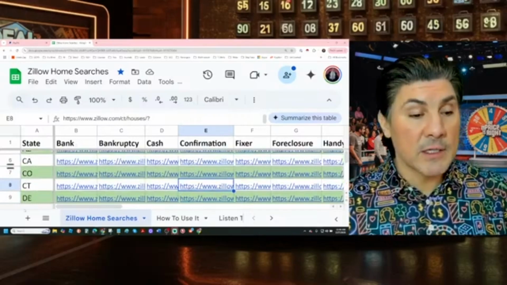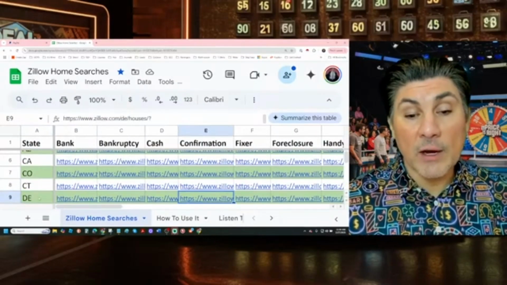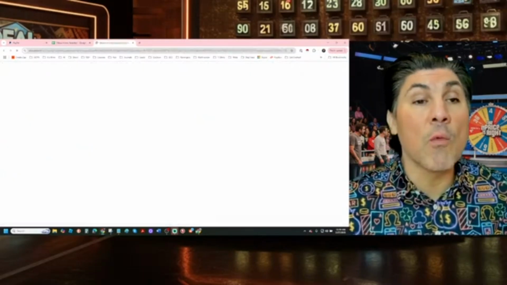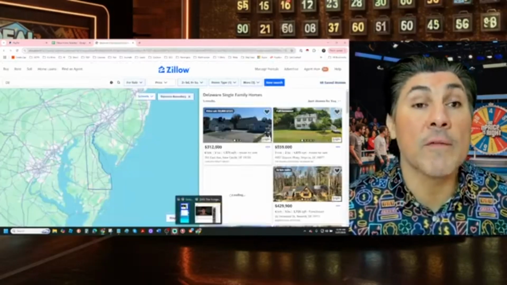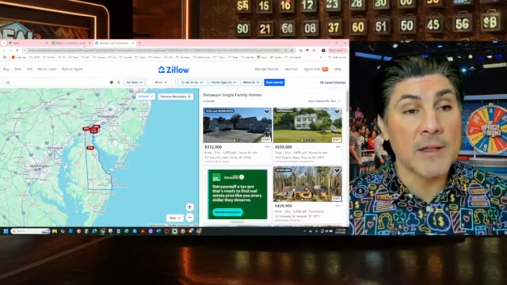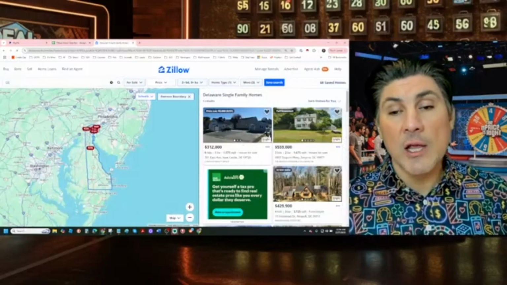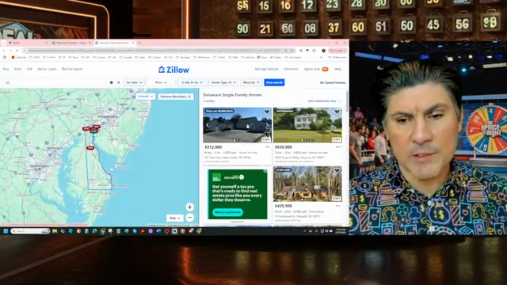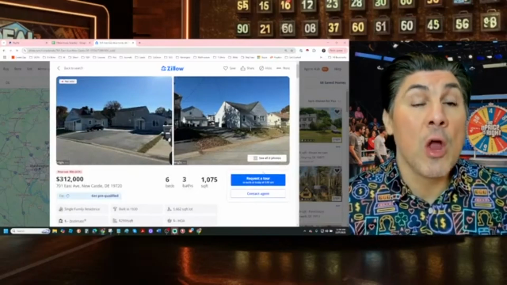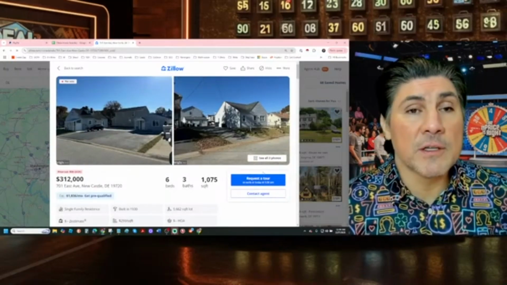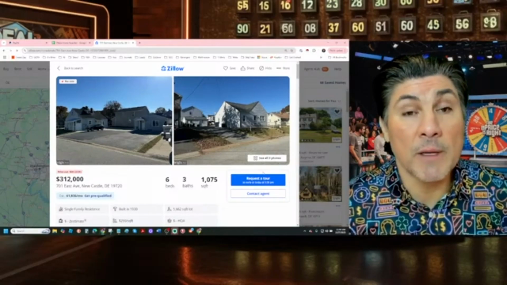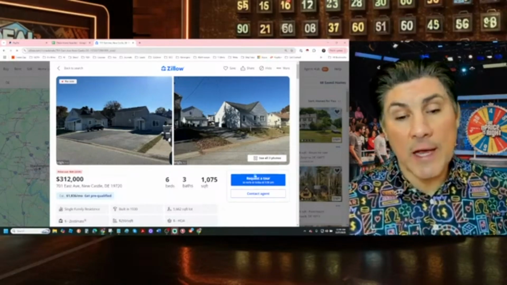So I can go to, for instance, Delaware, and then I can look for cash. I just click on this cell and it will open up a new window for me with that search, and it will show me all of the properties that fall under that category and that have that key phrase. In this case, the key phrase happens to be cash. Let's look at this one, for instance. We're going to break down some deal analysis during this training, and I'm going to show you what I would probably offer for this deal and what I believe the best possible exit strategy is going to be. So you're going to watch me do this in real time.